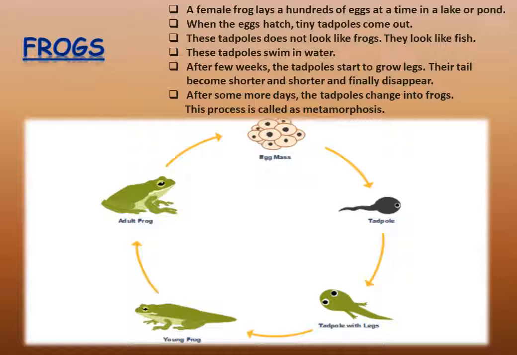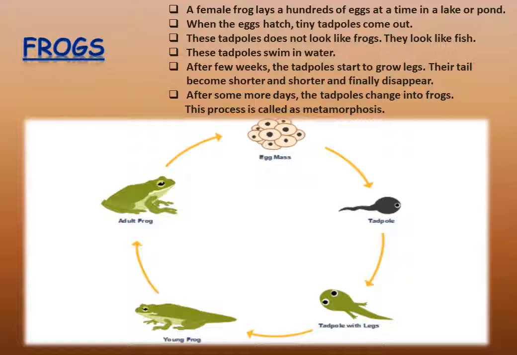It will not look like a frog, but it has a shape similar to a fish. Then these tadpoles can swim in the water. Then after a few weeks, it will start to grow legs. Then you can see the tail is there. That tail will become smaller, and it will disappear.